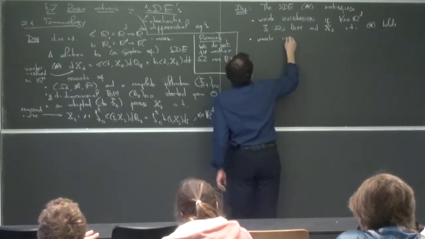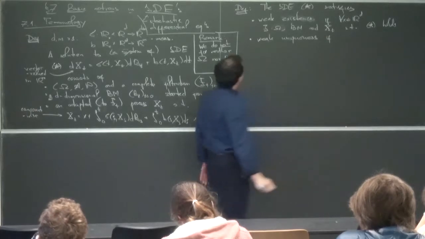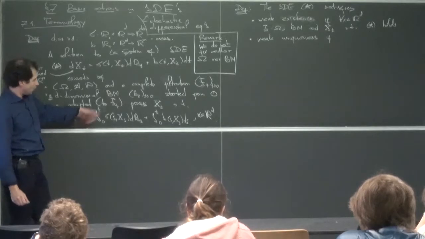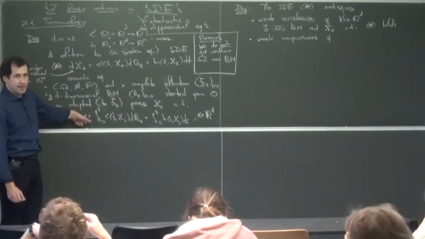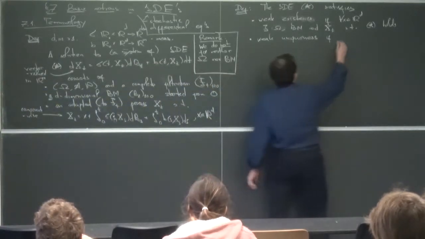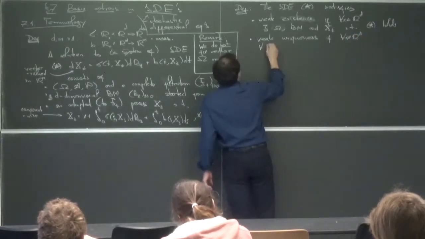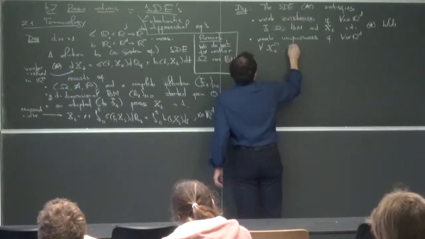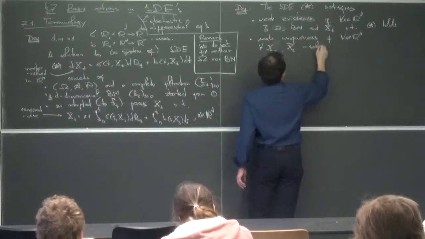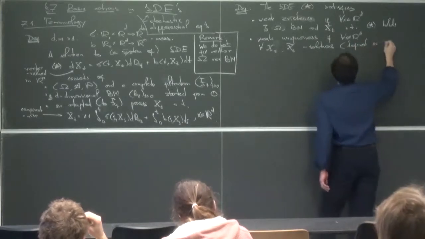Then weak uniqueness. If all such solutions started from the same x actually are the same in law. If for any x and for any x1, we define them this way, solutions defined on different probability spaces.